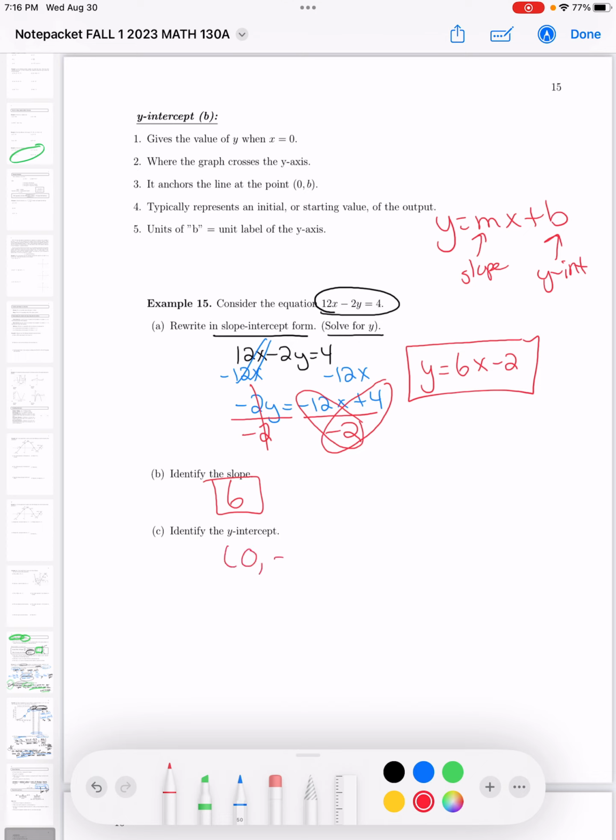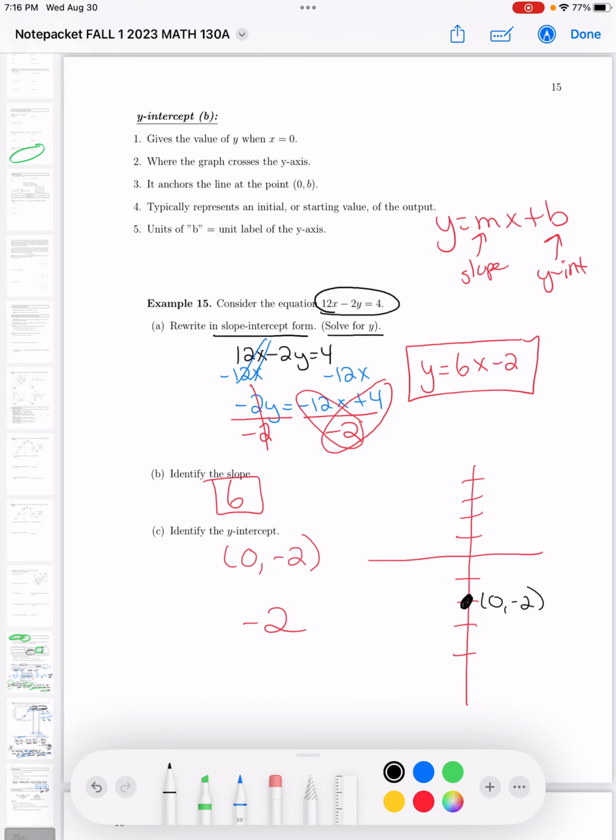Now WebAssign's going to want us to write that as a point. If you just wrote negative 2 on your paper, I would totally give you credit, but WebAssign's going to want it as a point. Thinking about graphing these guys, the y-intercept has to touch the y-axis, so that is the point 0, negative 2. 0 is always in the x spot for a y-intercept because we're not moving left or right, we're just on that y-axis, not going anywhere on the x-axis. So 0 for x, and then a number for the y-intercept.